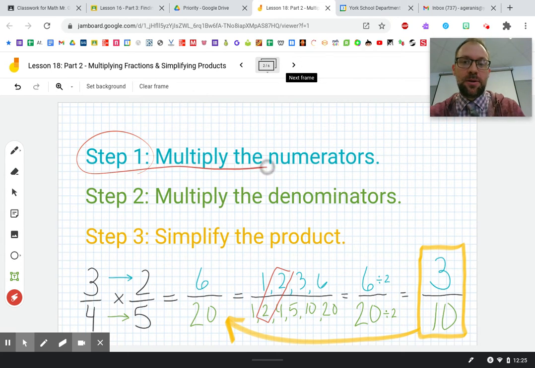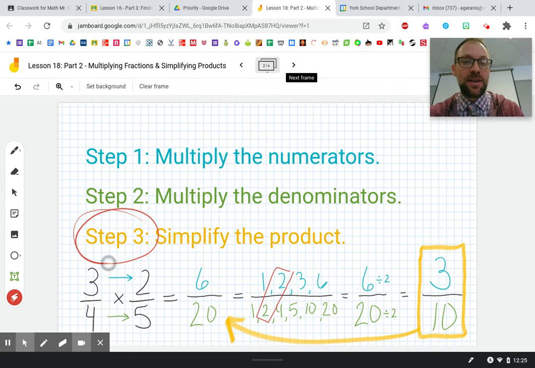Step one, you're going to multiply the numerators. I hope this sounds familiar. Step two, multiply the denominators. And today, the new thing, step three, we're going to simplify the product. Here's an example down below.